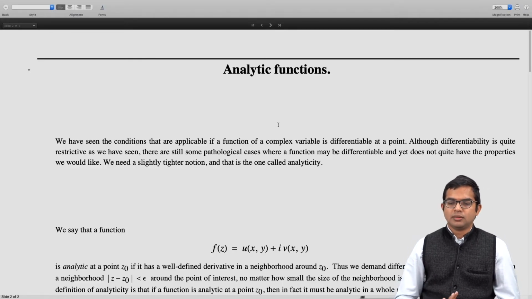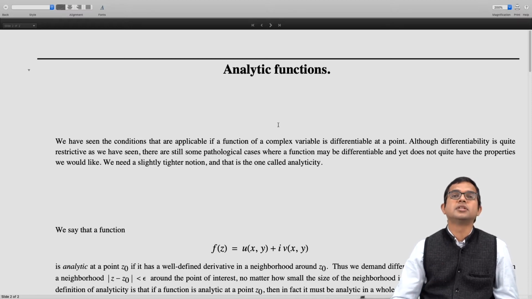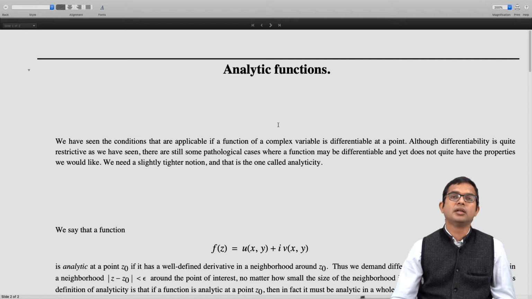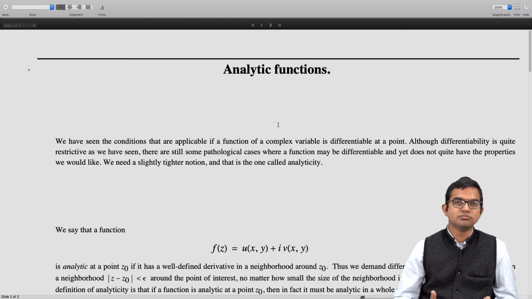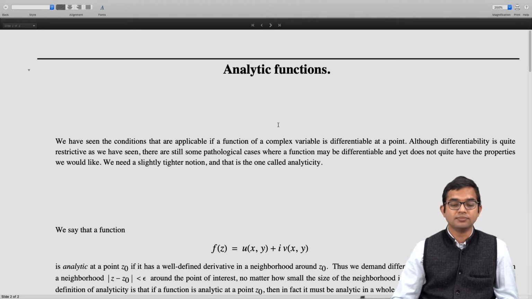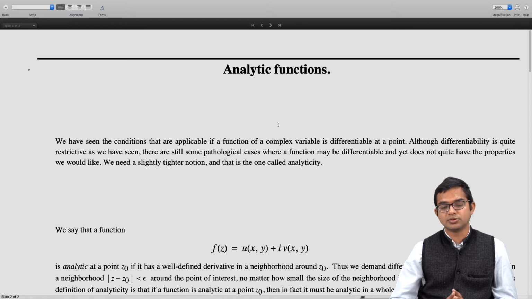Okay, so we say that a function is analytic if it is differentiable not at just one point, but in a whole neighborhood around this point z0. It has a real part u and an imaginary part v, both functions of x and y, and it's customary to write it out like this. We demand differentiability not at just a point but in a whole neighborhood, which is simply some circular region around z0. It does not have to be circular, but for simplicity we can always think of a region mod of z minus z0 less than epsilon around the point of interest. No matter how small this size could be, it has to be some positive real number epsilon.